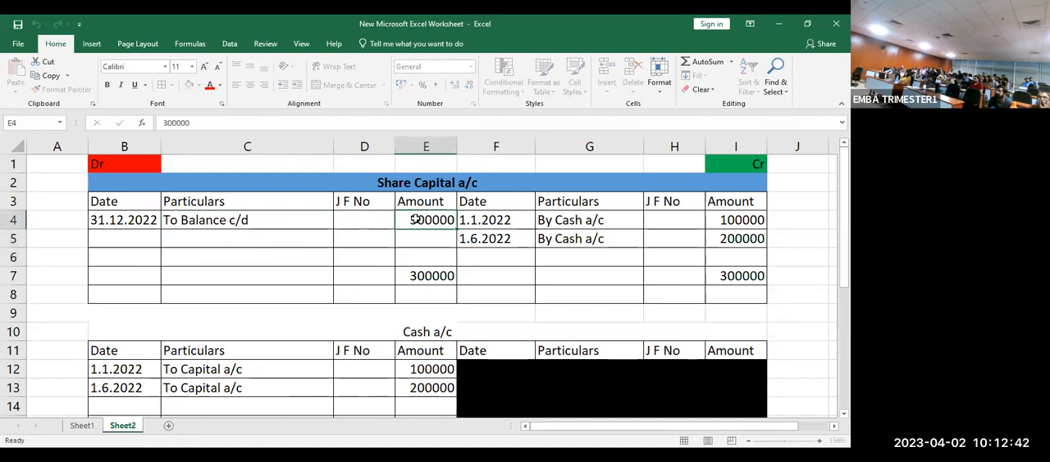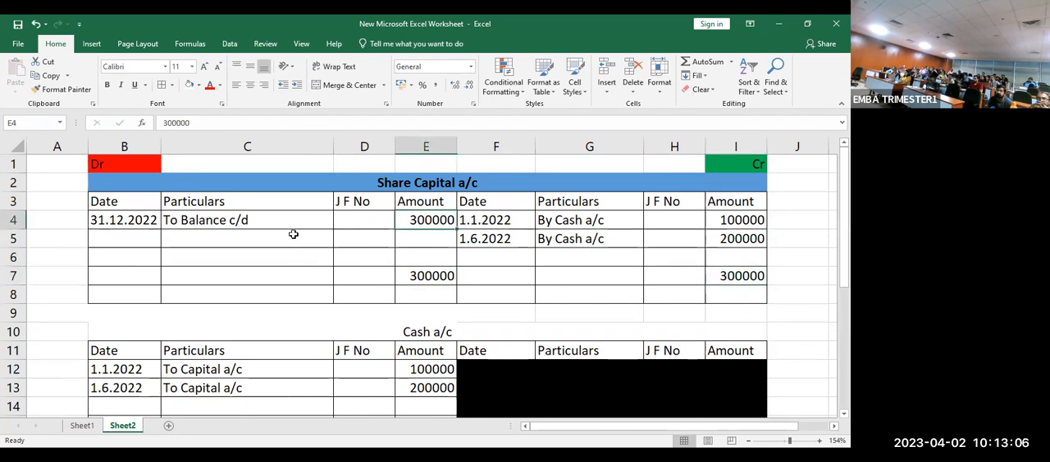I'm taking the same amount as total here, 3 lakhs. That 3 lakh is what we are writing. We are finding out the difference between the debit side total and the credit side total. But debit side, no amount is there, 0 amount. Credit side, 3 lakhs are there. So how much difference? 3 lakh minus 0 is equal to 3 lakhs.